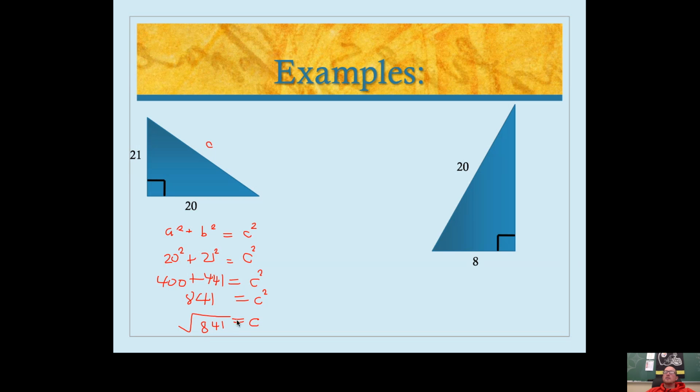Now, if you don't have a calculator, then you could just say that the answer is the square root of 841, because that's exactly the answer. But if you do have a calculator, you can type this in and get the exact answer as a decimal as well. And that's what we're going to do here.